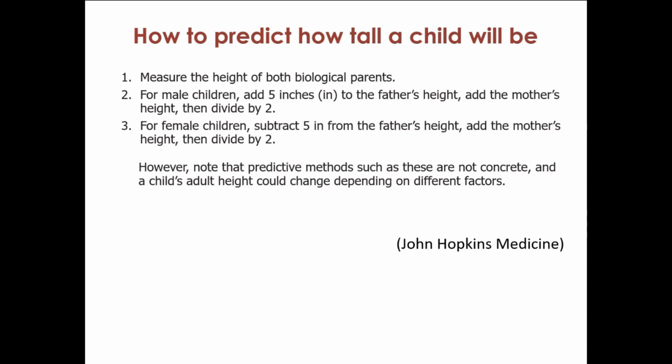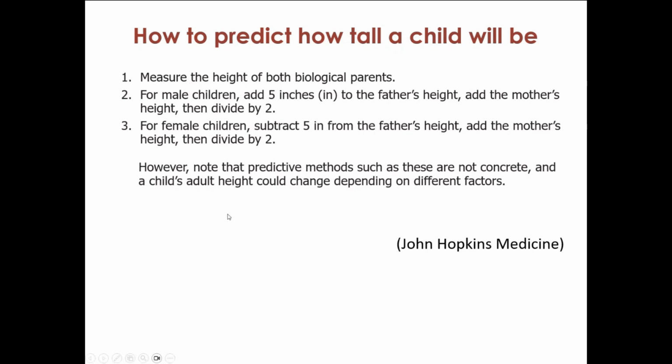However, according to Johns Hopkins medicine, this predictive method is not final, it's not concrete, because a child's adult height could change depending on other factors. So as I mentioned, a linear regression formula is just an estimate because that estimate will be true if we're able to cover all the factors. But if we are covering only some part of the factors and there are other factors unknown, we still can use it, but we use the error term to cover the possible deviation.